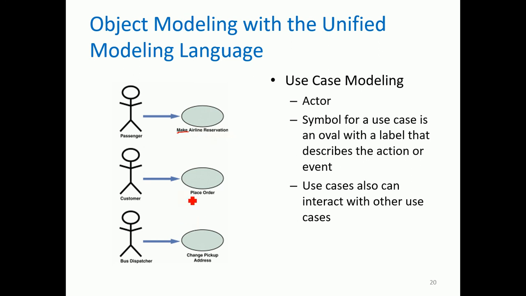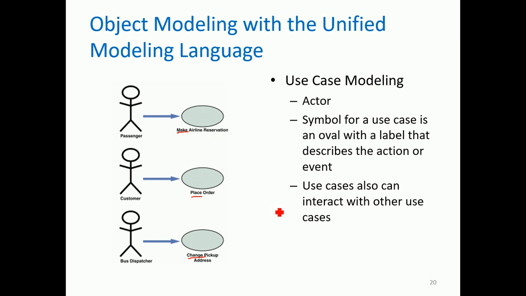So the customer places an order. Place what? So place order: verb and then direct object. And then change pickup address: change, and then pickup address. So the symbol for a use case is an oval with a label that describes the action or event, so a verb and its direct object.